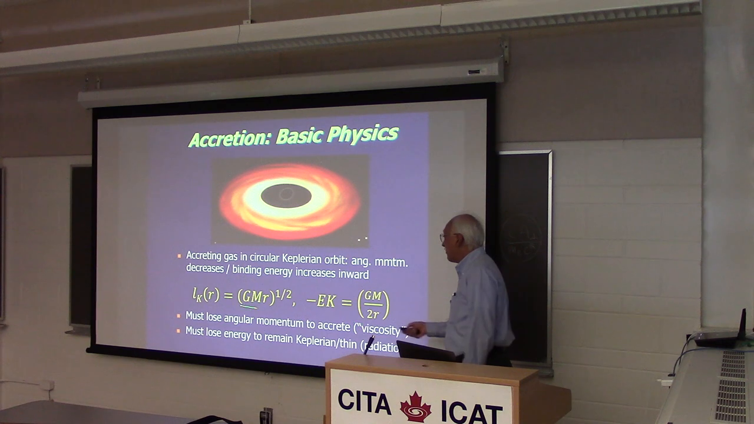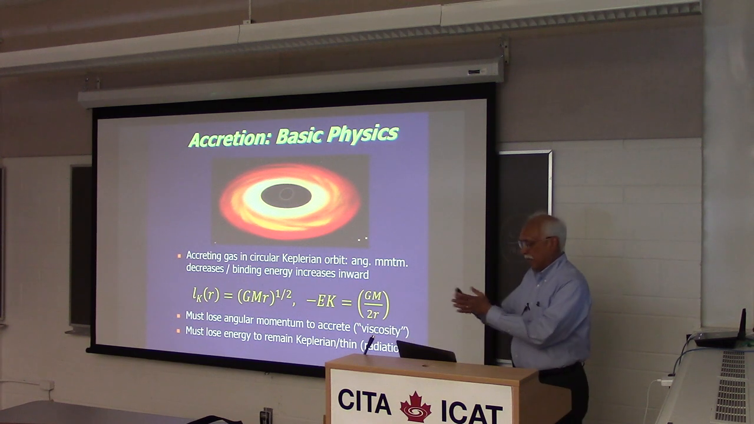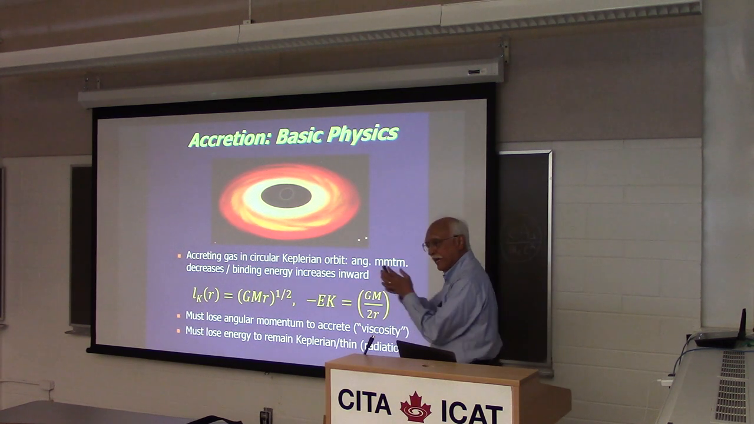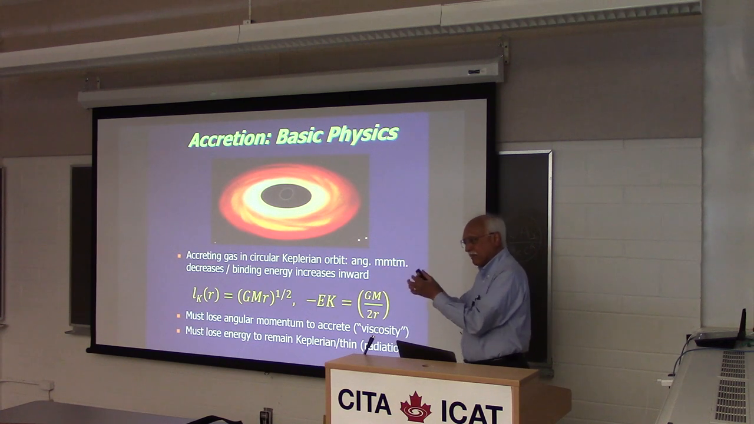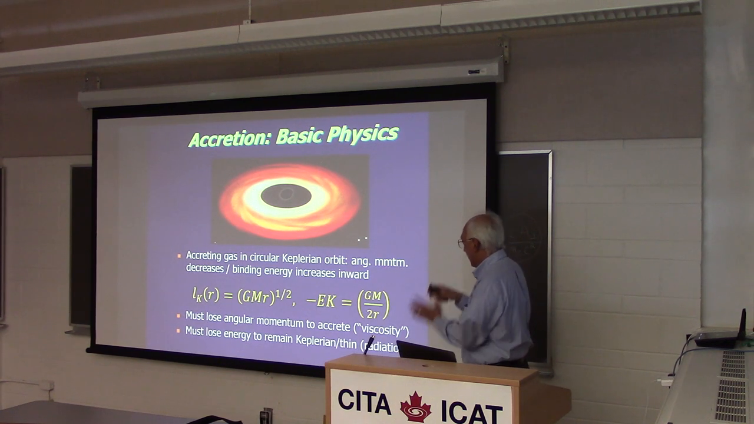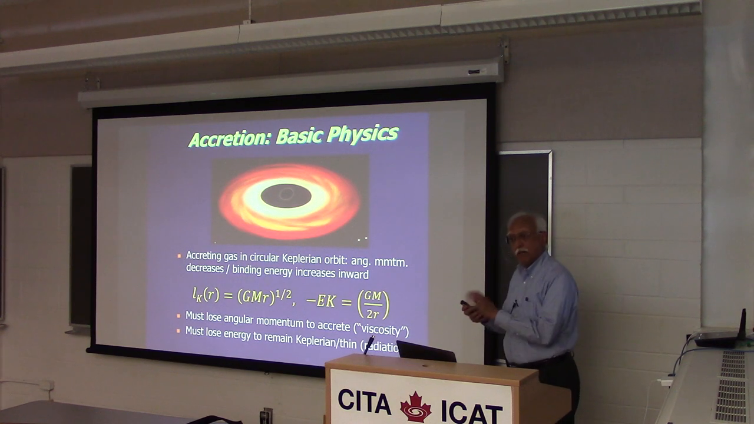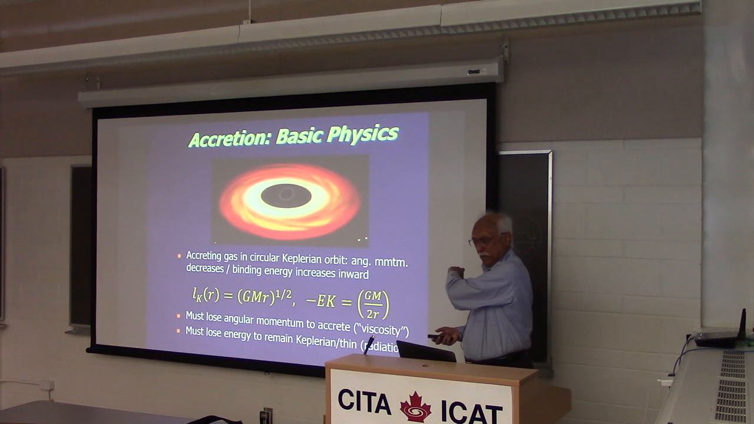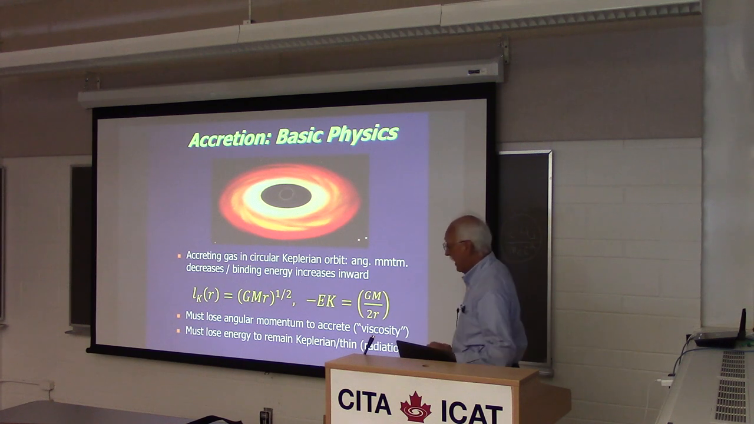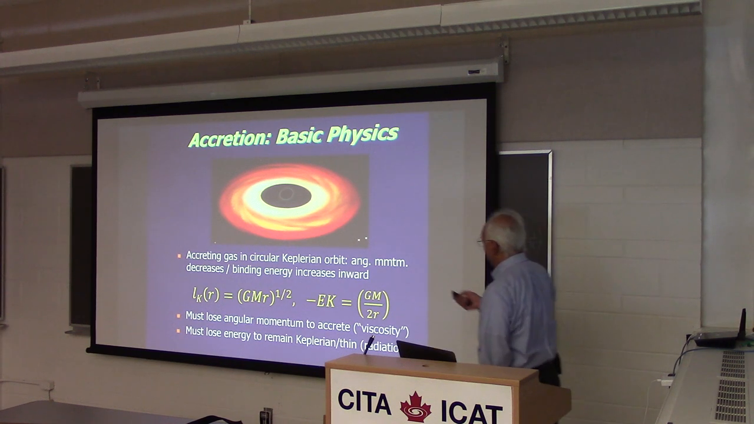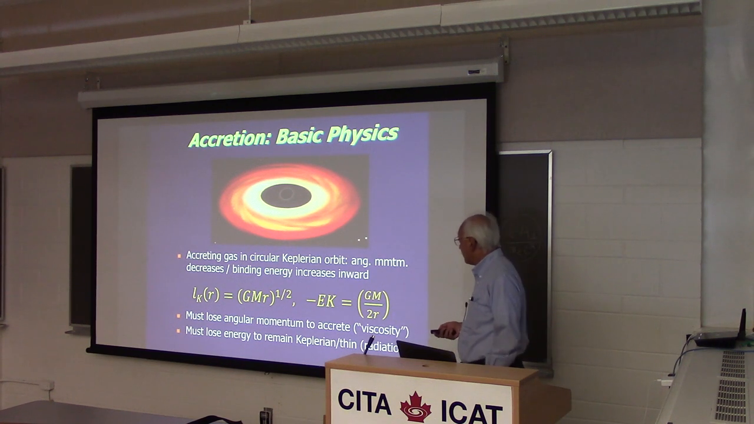This is generally called viscosity. The idea is that since there is differential rotation, there is some rubbing of streamlines that must be moving angular momentum outward. And this general term viscosity, I think now we have a pretty good handle on it. I'll show a little bit about that. This is the so-called MRI, or magnetorotational instability. It's all from magnetic fields.